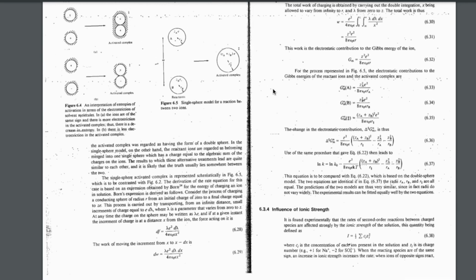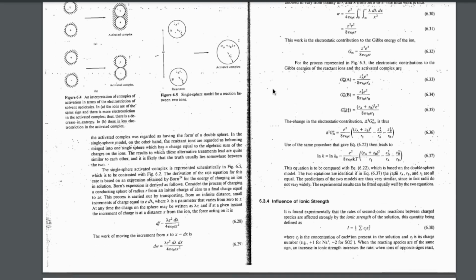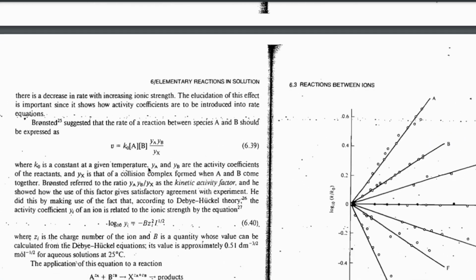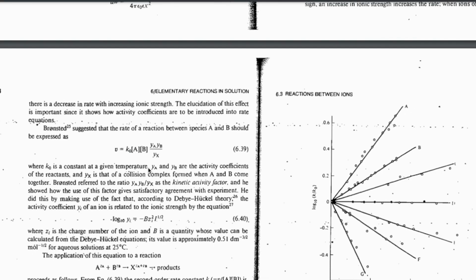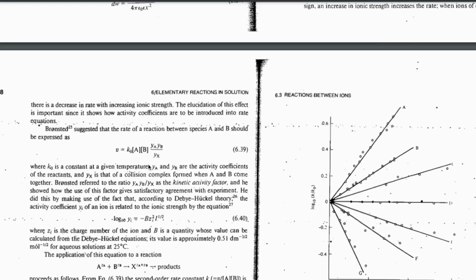So here is the thing which you will find around page number 197, 198, the influence of ionic strength. That's what is given over here. Now if you look at what they have done, they have used an equation used by Bronsted.